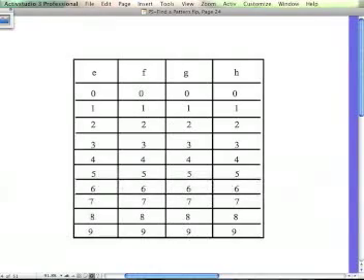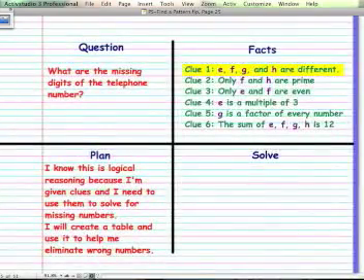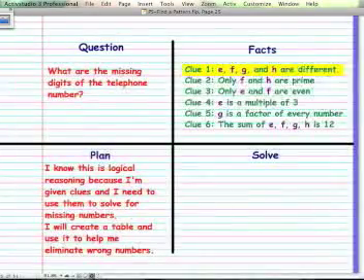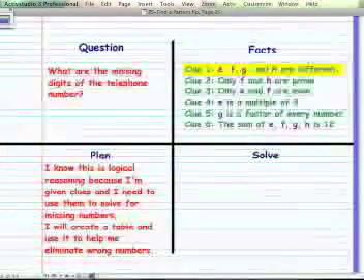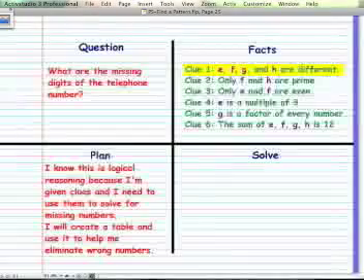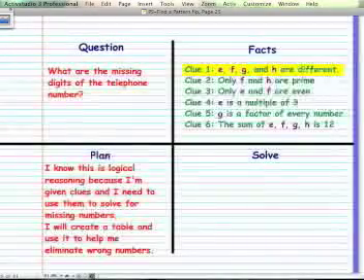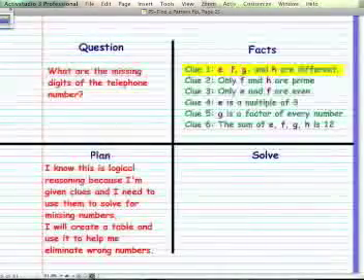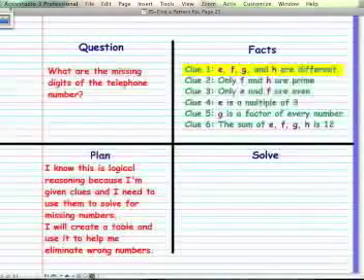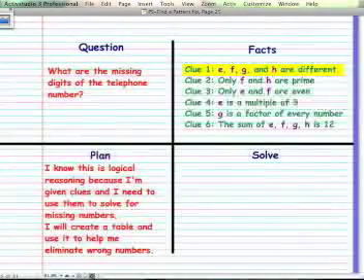Okay, we're ready to solve this problem. Let's be detectives and take a look at our first clue. Clue number 1 says E, F, G, and H are all different, and while that's a great clue, there's not really anything that we're able to cross off by reading that, so we're just going to hold on to that clue and remember it for later on in the problem.